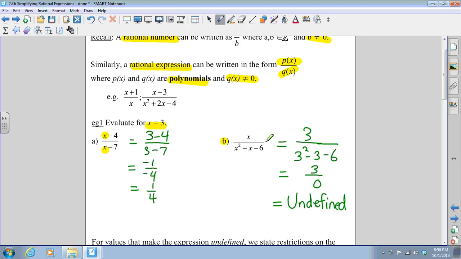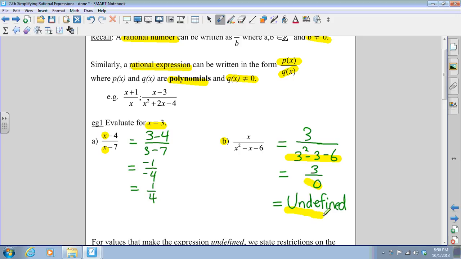And in b, again, we replace x with 3. But when we look at our denominator, it gets kind of confusing, because 3 squared is 9, minus 3, minus 6 actually gives you a 0. And if you try to plug that in your calculator, this is what we call undefined.